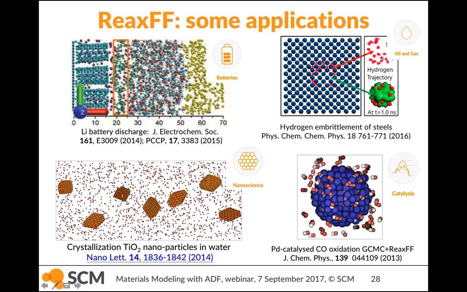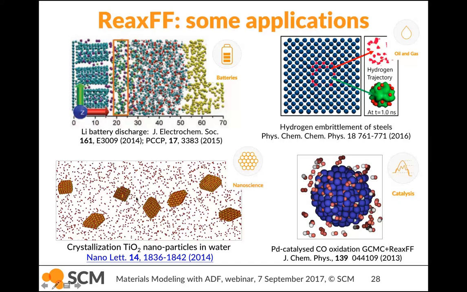Here's an example of looking at hydrogen embrittlement. So this is alpha steel, and this is the hydrogen trajectory there. So looking at how the hydrogen moves inside the material and how it starts creating a crack and how it propagates is important to understand the point where these materials start to embrittle and break.